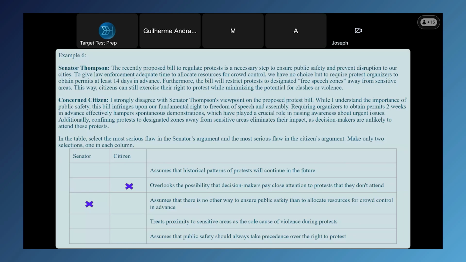So even though C only brings up the crowd control in advance part, it still works because the senator is still saying, hey, this part of the bill is necessary. It's not sufficient. You probably need both parts of the bill to be sufficient, or both parts of the bill and some other unmentioned variables, but they are necessary. So he is assuming that there is no other way to ensure public safety than to allocate resources for crowd control in advance, in addition to some other things. Is that more clear?